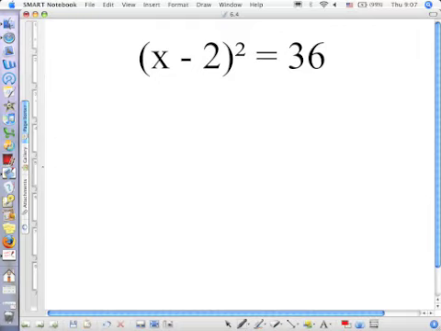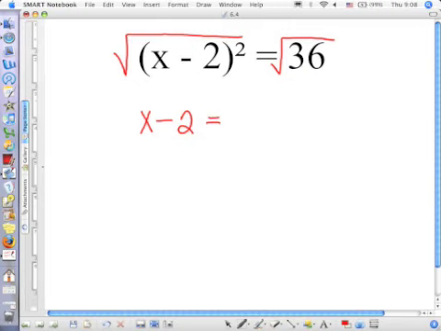Put in the square root. Okay? Take the square root of both sides. Hurley, what do I have on the left? 6. That's right, x minus 2. Okay? x minus 2 equals, Sean, what's left on the other side? 6. Just 6? Plus or minus. Plus or minus 6. That is very, very important. You've got to have the plus or minus.